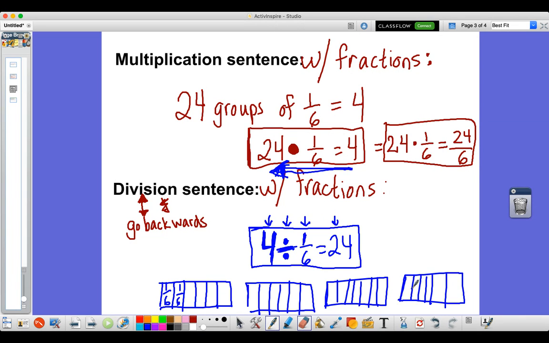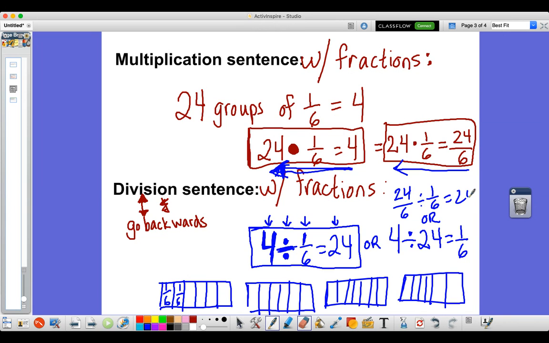Okay. And another way we could have done it was 4 divided by 24 is 1/6. Okay, that was another way to do it. Or you could have done this thing too, where you could have gone backwards here too, where you could have gotten 24 over 6 divided by 1/6 equals 24. That's the beauty about math. You can do it in different ways. Oh my gosh, I'm messing this up already.